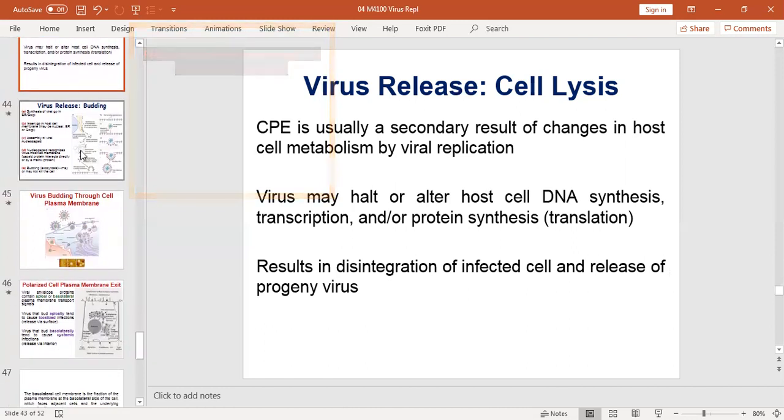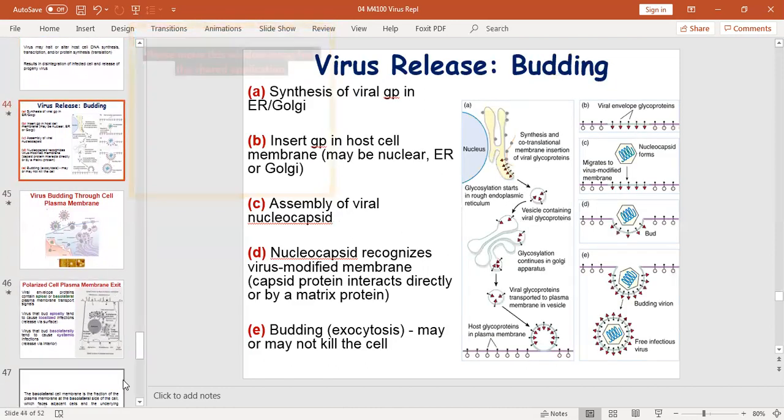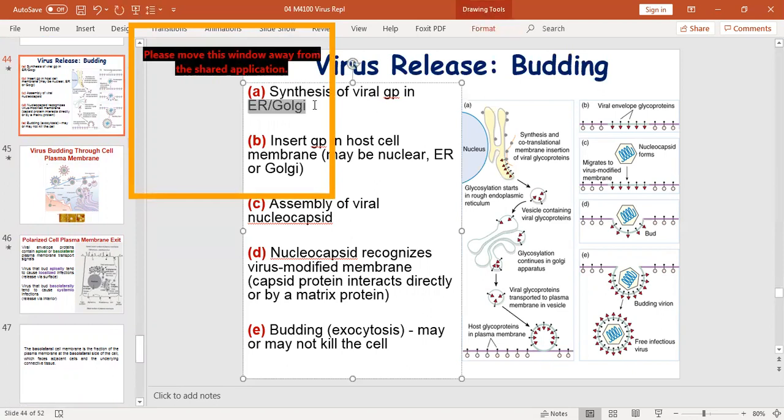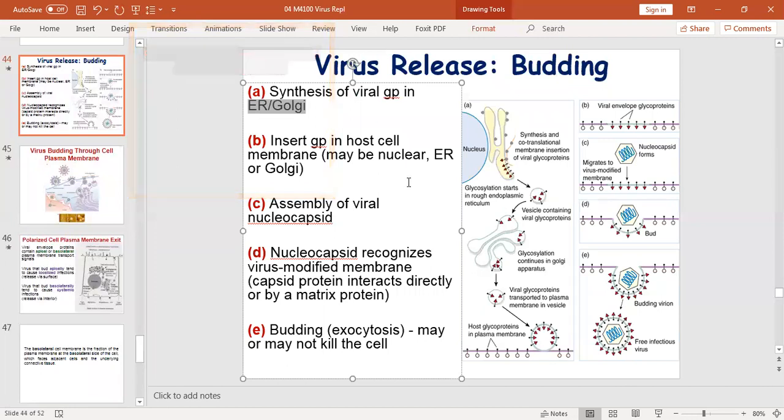So let's see another method of releasing the virus from the host cell, a process called budding, when virus in the host cell endoplasmic reticulum, or Golgi, will synthesize a series of viral glycoproteins. These are proteins that undergo glycosylation in rough endoplasmic reticulum.